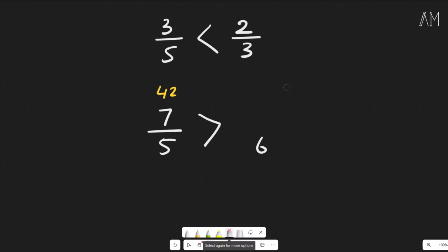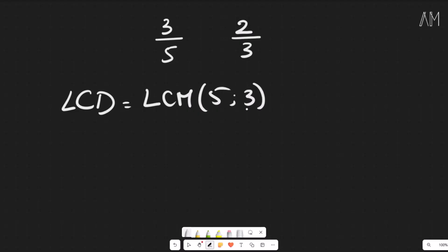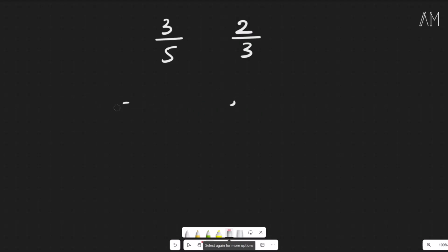Now let's talk about the other method, which is finding the LCD, the least common denominator between these two fractions. And this is done by simply finding the LCM between the denominators, okay? And the LCM between these numbers is simply 15. That means I can turn these fractions into two fractions with the same denominator by simply turning their denominators to be equal to the LCM.